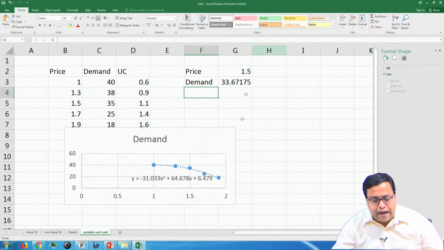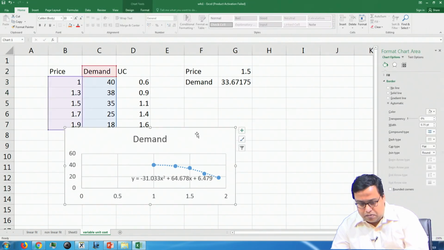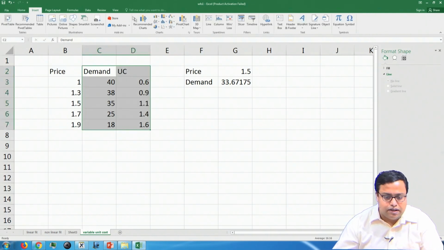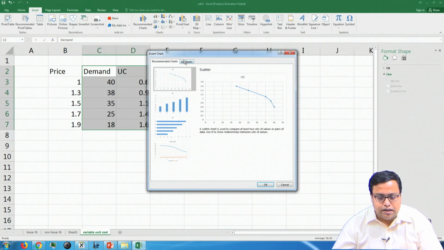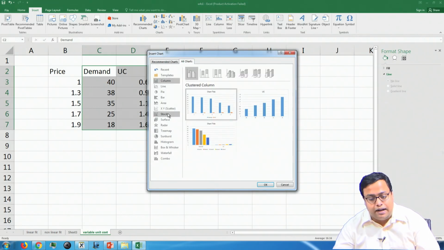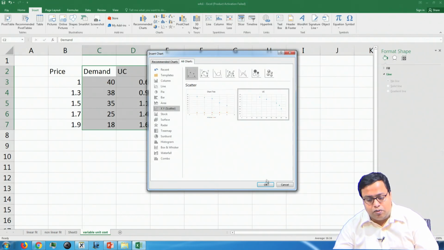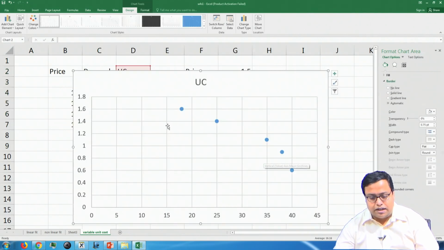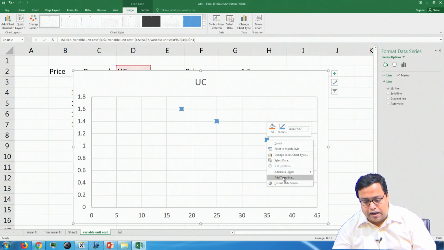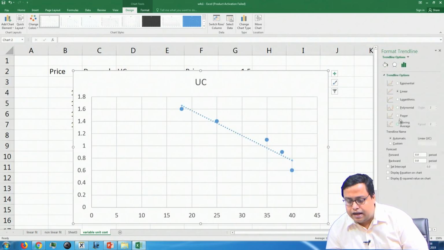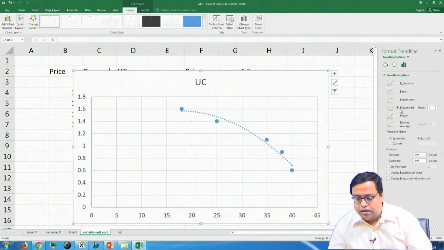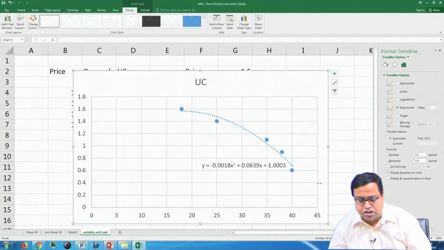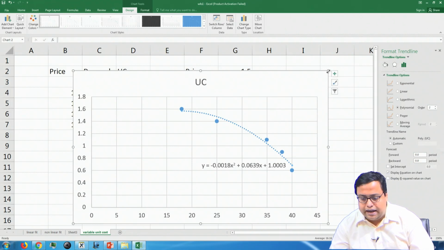And what is the unit cost? The unit cost is this thing. So, I will insert another xy plot. Now, unit cost will depend on the demand, because the more you make, the less is the unit cost. So, as production increases, your unit cost goes down, and I add a trend line and again use a polynomial, display equation on chart. This is the equation that I get.